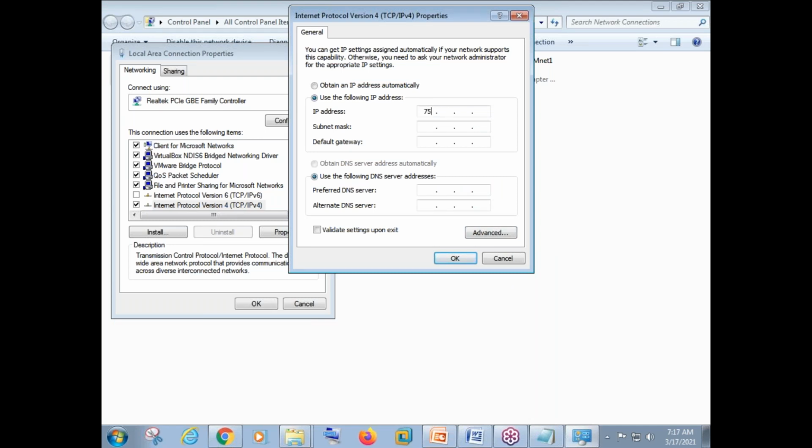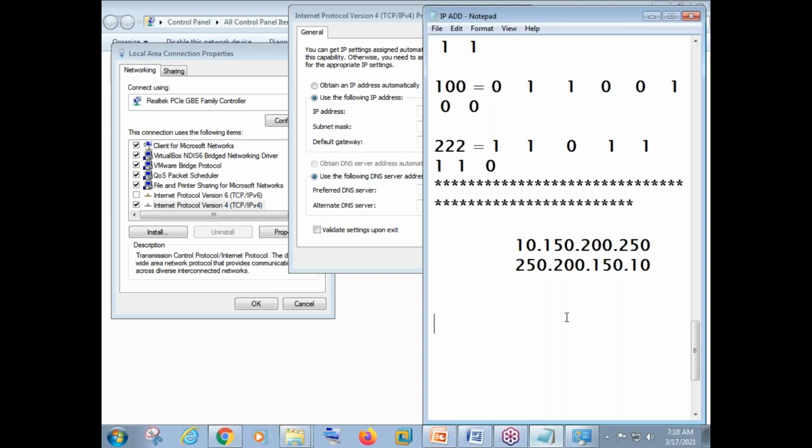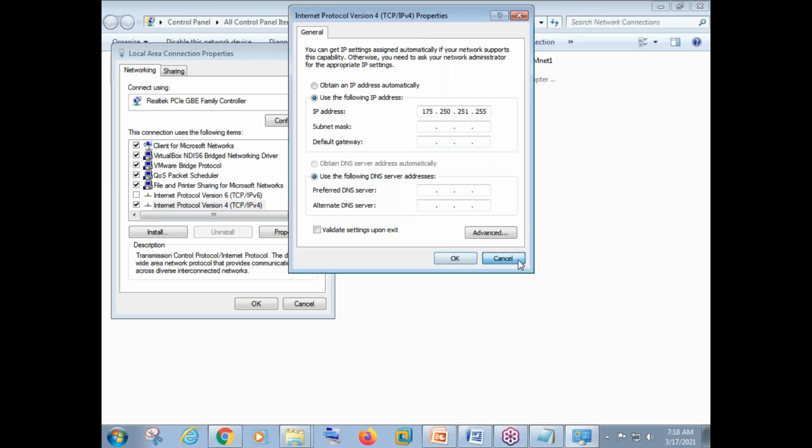Can I say 75 here? It has accepted. Can I say 175 here? It will accept. So it will accept a number from class A, class B, class C in the first octet. Second, third and fourth octets can be any number between 0 and 255. Done. So this is your 10, class A, and this is your 250, class E. This we can use and this number we cannot use. So just see the first octet and identify which class a particular address belongs to.